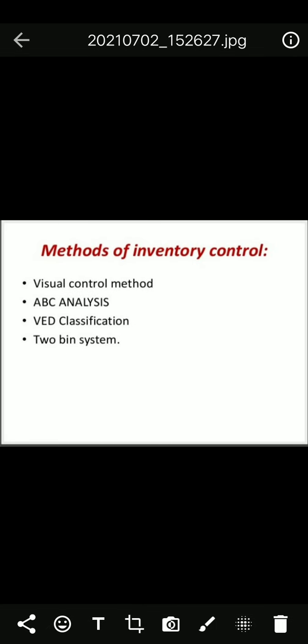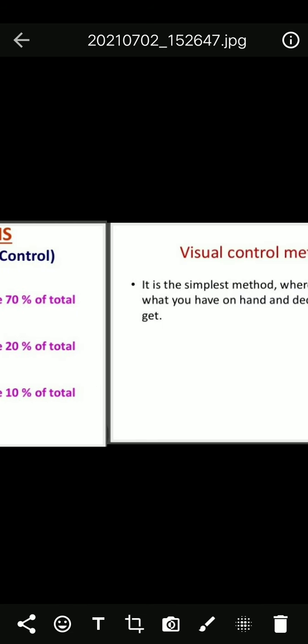What are the methods? Visual control method, ABC analysis, VED classification, and 2-bin system. What is the visual control method? It is the simplest method. See what to have on hand and decide what to get.